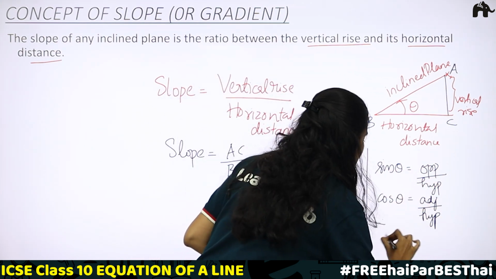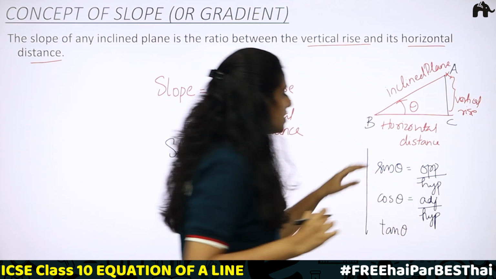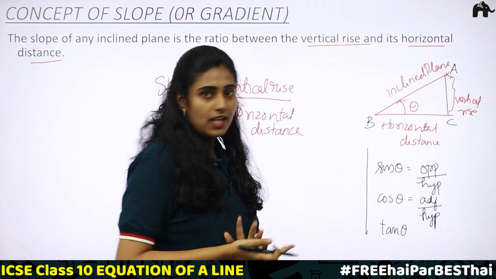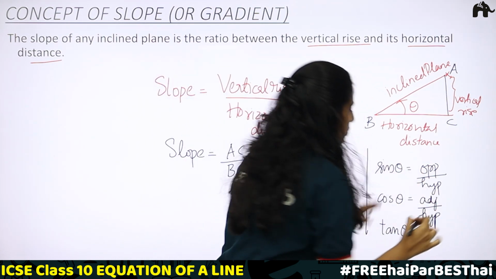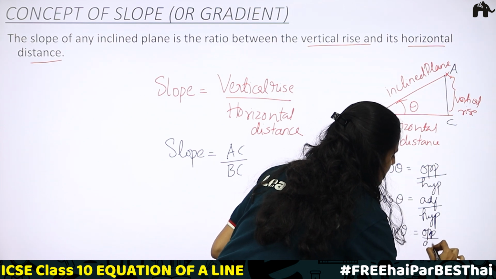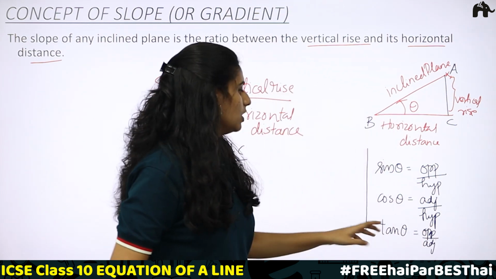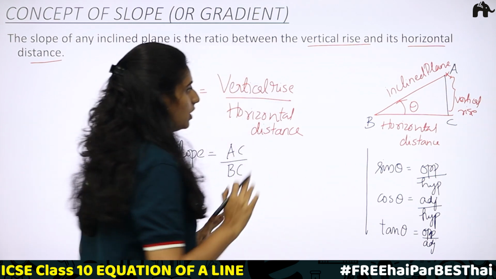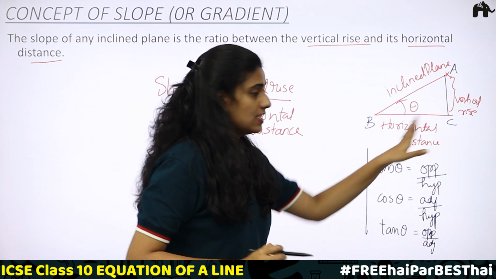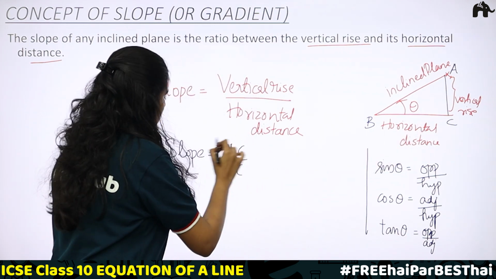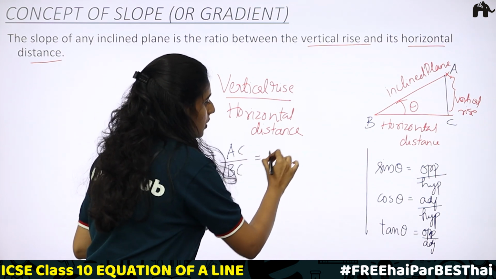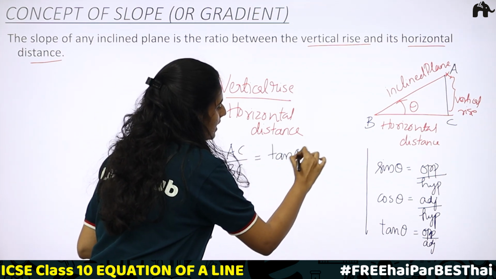Then what about tan theta? Tan theta is the ratio of sine theta and cos theta. Sine theta by cos theta is equal to tan theta. So dividing, you will get opposite side divided by adjacent side. Tan theta will be equal to opposite by adjacent. Here opposite is AC and BC is the adjacent side. Therefore, we have got slope is equal to AC by BC, and that is equal to tan of angle theta.